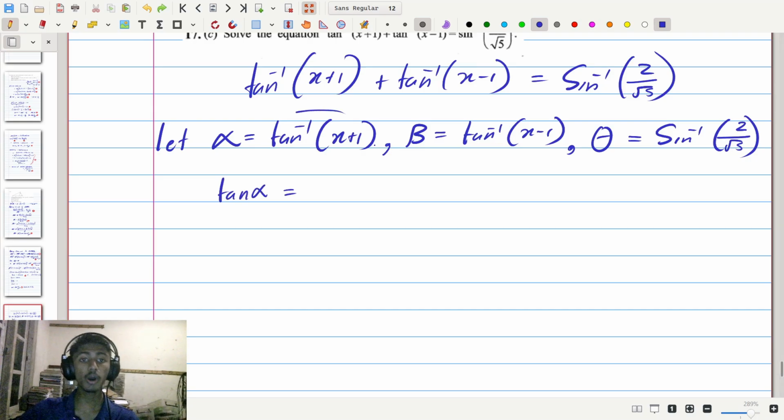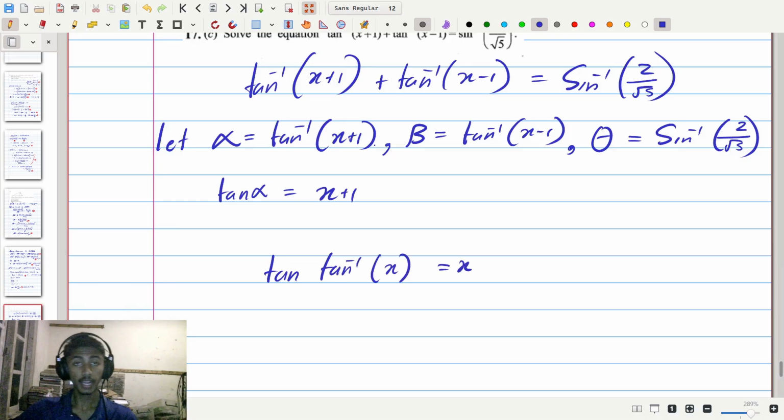Remember, when you have the tangent of the tan inverse of a value, let's say x here, it is equal to x. Now also remember, if you have the tan inverse of tangent of x, this is not necessarily equal to x. It might be equal to, but it's not necessarily equal to. The same of course goes for cosine and sine. If you take sine of sine inverse of a value, it is equal to that value. But if you take the sine inverse of the sine of an angle, it is not necessarily equal to the original angle.